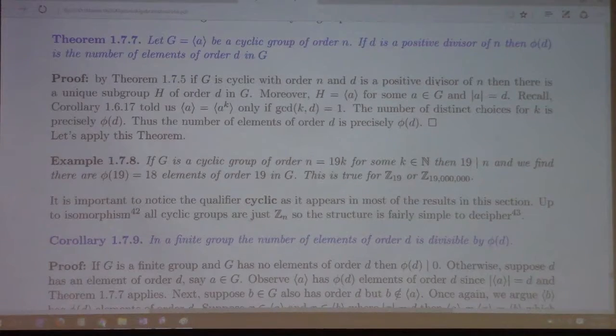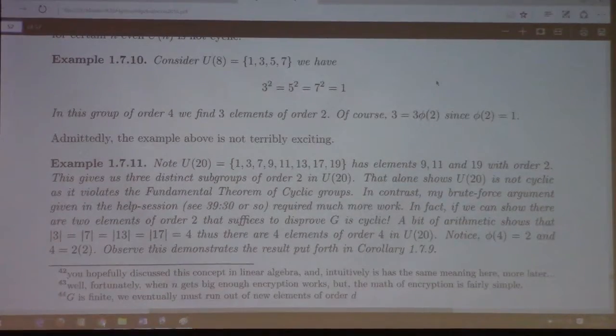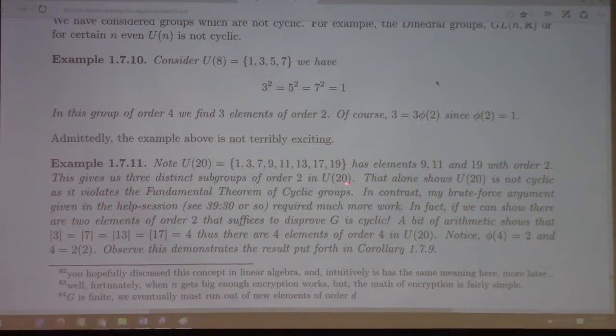For example, in U20, we had elements of order 2. How many of them did we have? Here's a good example, U20. There are 3 distinct subgroups of order 2 in U20. This alone shows that U20 is not cyclic. In fact, once you find 2 groups of order 2, game over, not cyclic.